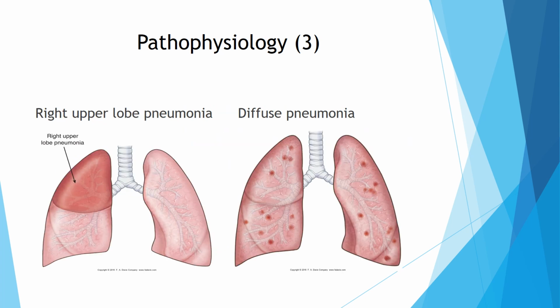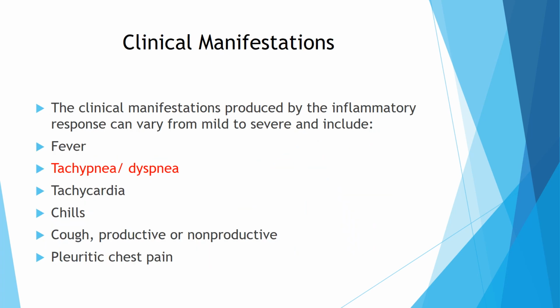And here, if you're looking at the slide that I am looking at, in the right upper lobe pneumonia, you will see that the right upper lobe is just infiltrated with the pneumonia, whereas if you're looking on the right side, you can see that the pneumonia is more diffuse, spread throughout the lung. So clinical manifestations, what are we going to see? What is your client going to say?